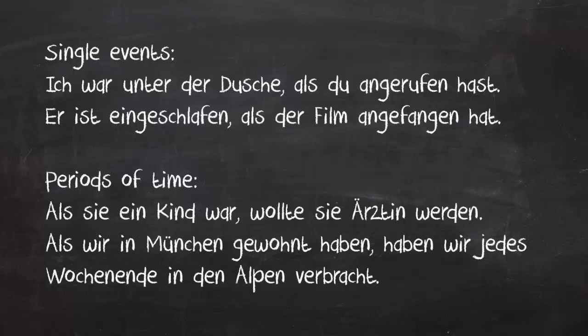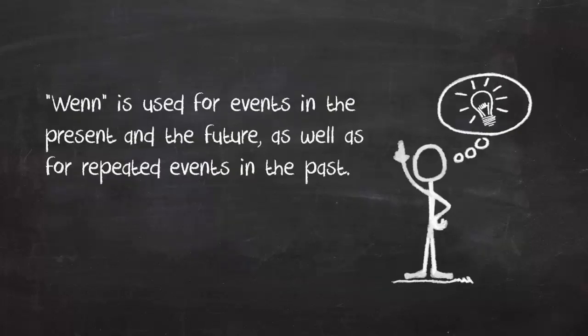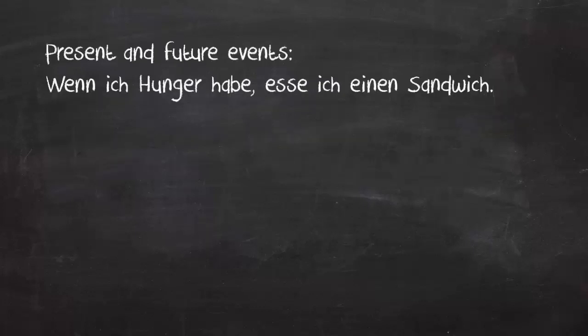Okay, and finally, wenn. Wenn is used for events in the present and the future, as well as for repeated events in the past. Let's start with present and future events. Wenn ich Hunger habe, esse ich ein Sandwich. When I'm hungry, I eat a sandwich. This is a statement and I use the present tense, so it has to be wenn.